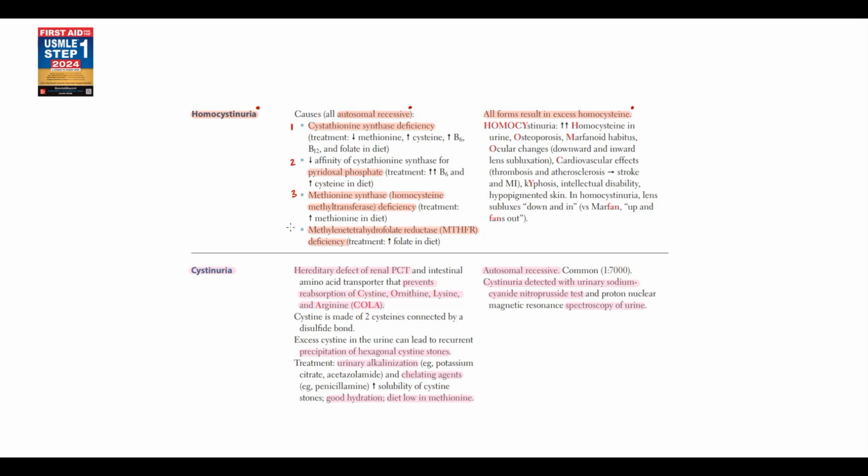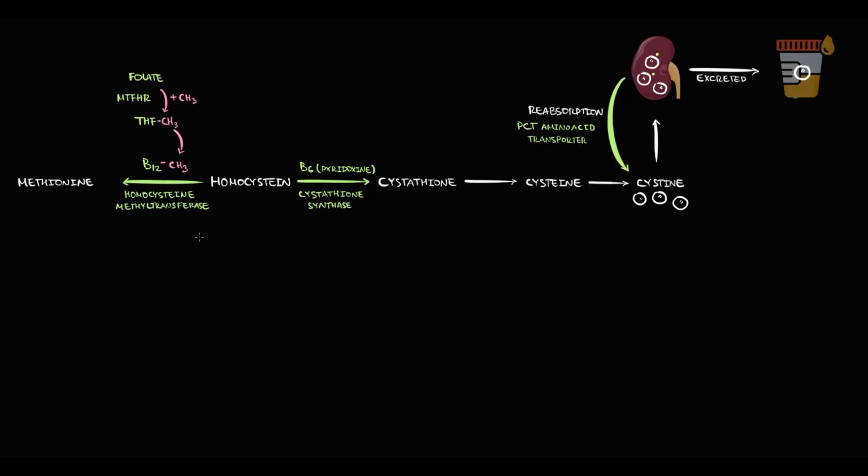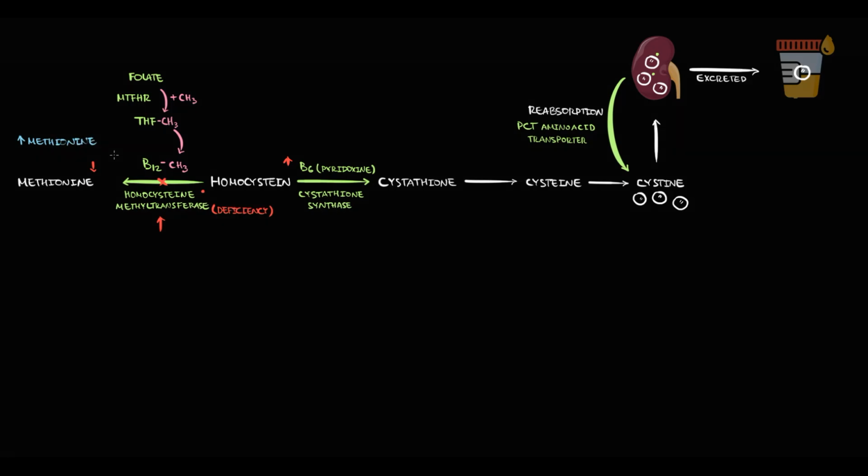Homocystinuria can also be caused by deficiency of homocysteine methyltransferase, or we call this enzyme methionine synthase. Without homocysteine methyltransferase enzyme, we cannot convert homocysteine to methionine. As a result, the level of methionine decreases, and at the same time, the level of homocysteine increases. In this state, our goal is to correct methionine concentration in the bloodstream, and the simplest way to do this is to increase methionine consumption with diet.